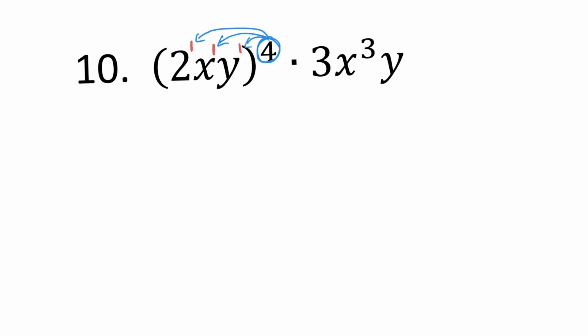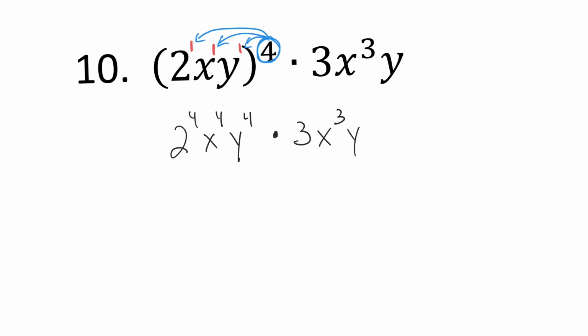So you keep the same base. We have 2, 4 times 1 is 4. We have the x, 4 times 1 is 4. And the y also has an exponent, 4 times 1 is 4. You're going to bring down the next monomial, 3x cubed and the y.